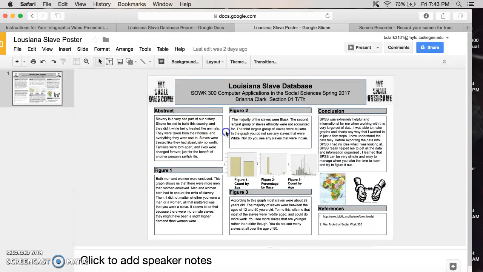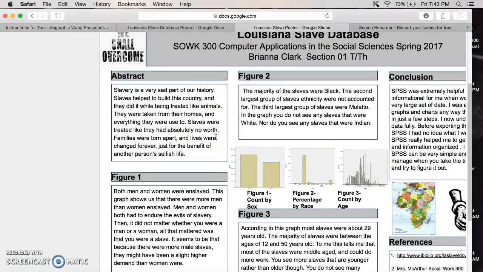And in my abstract, I actually talk about how slavery is a very sad part of our history. Slaves, they helped to build this country, and they did it while being treated like animals. They were taken from their homes and everything that they were used to, just to build this country in the way that the slaveholder wanted it to be. Slaves were treated like they had no worth, and families were torn apart, lives were changed, and it was all for the benefit of someone else's life.